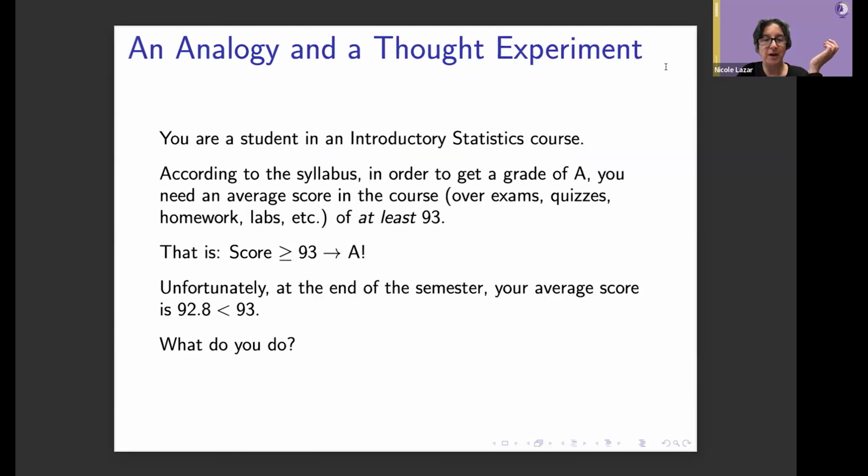So I'd like you to imagine that you're a student in an introductory statistics course. And according to the syllabus, if you want to have a grade of A at the end of the semester, you need to have an average score in the course of at least 93. So that's taken over exams, quizzes, homework, labs, etc. All of the work in the course, you need to have a cumulative average score of at least 93 to get an A. So a score greater than or equal to 93 gets you an A in the course. Unfortunately, at the end of the semester, your average score is 92.8, which is less than 93.